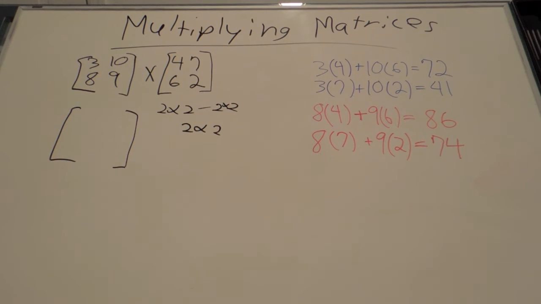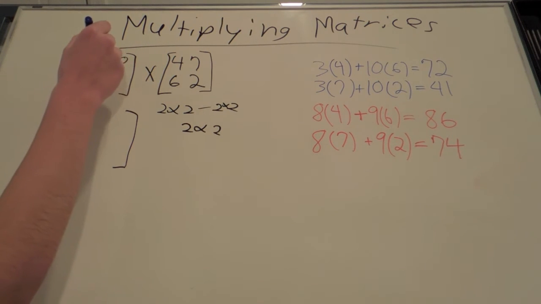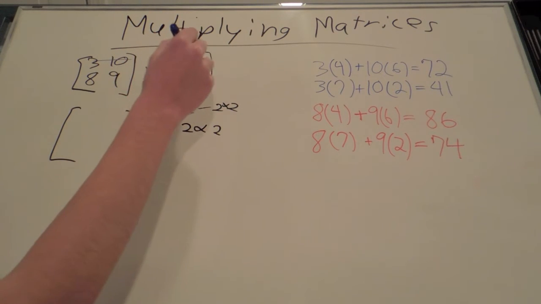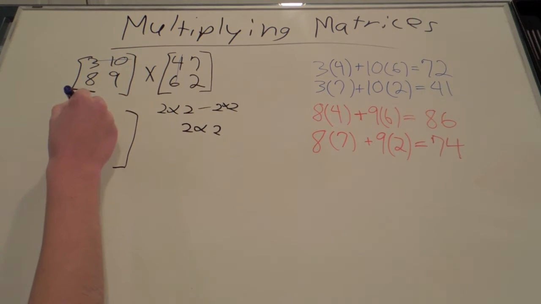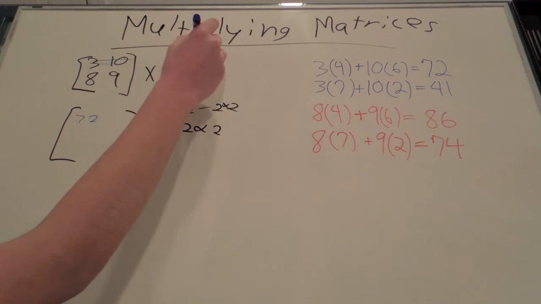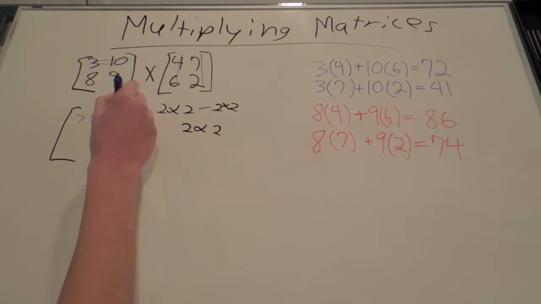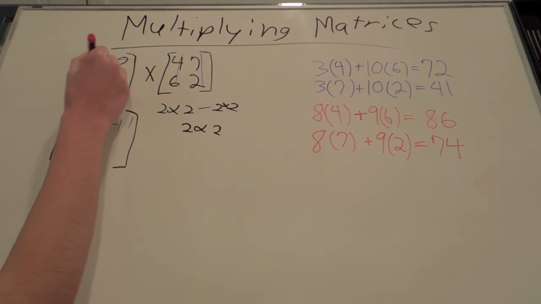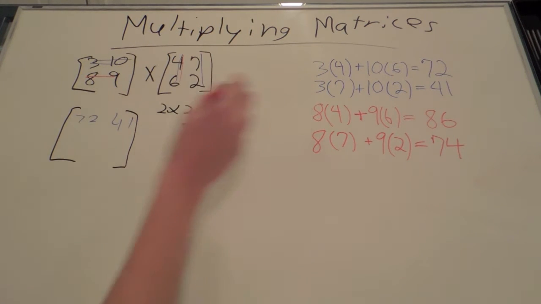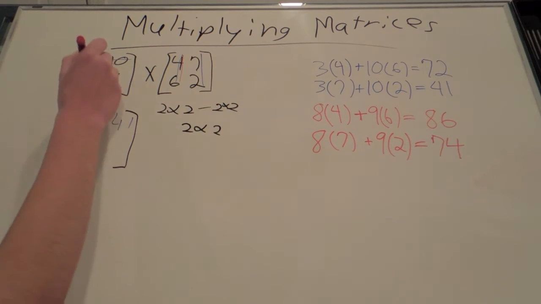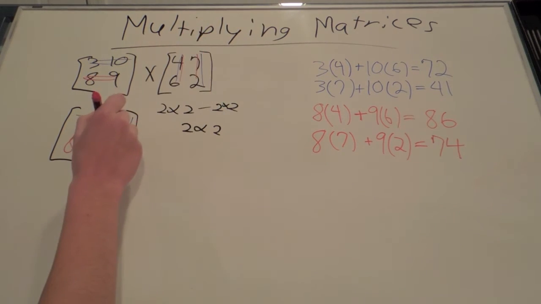So then, we have to take the sums of the products of each row and column. This row, this column, and that gets 72. In this row and this column, which gets us 41. And we move on to this row and this column, which gives us 86. This row and this column, which gives us 74. And that's how you multiply matrices.